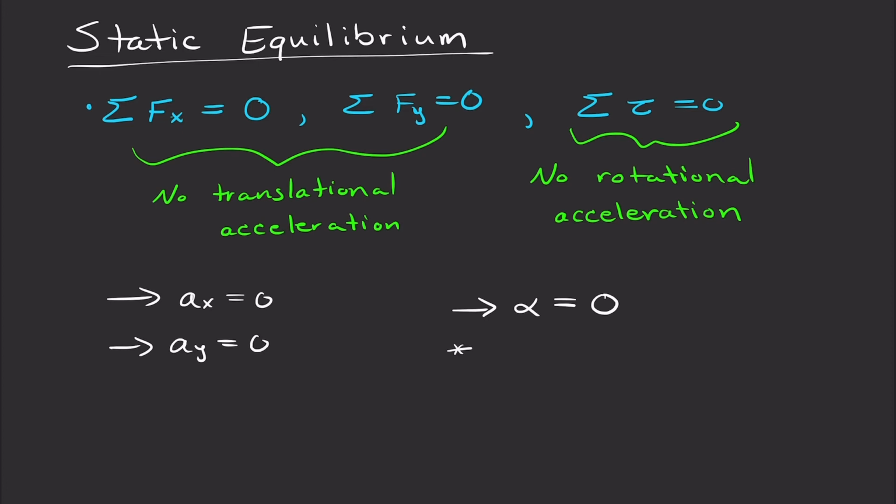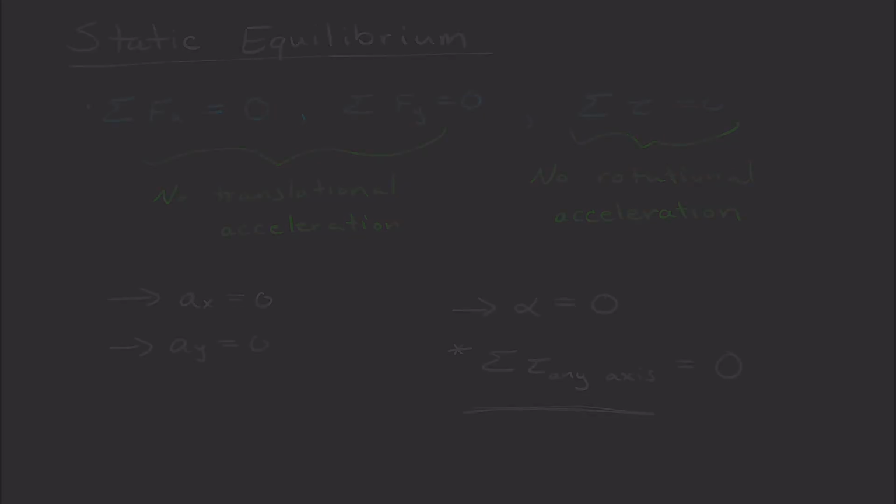And it's important to note the sum of the torques about any axis. You could pick any axis, it doesn't matter, and if you sum up the torques about that point, they should equal 0. For example, if a door is in equilibrium and it's not rotating, it doesn't matter which point on the door you pick, none of them are rotating, and so they must all be in static equilibrium. A lot of times it's convenient to pick a point or an axis that makes your math much easier.